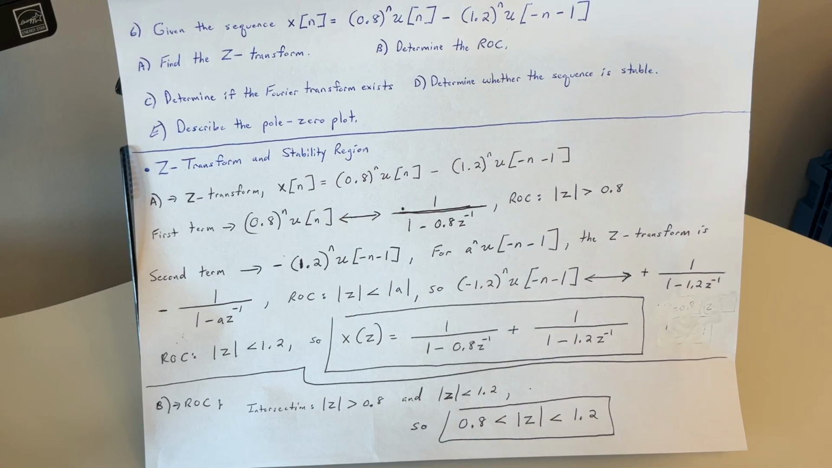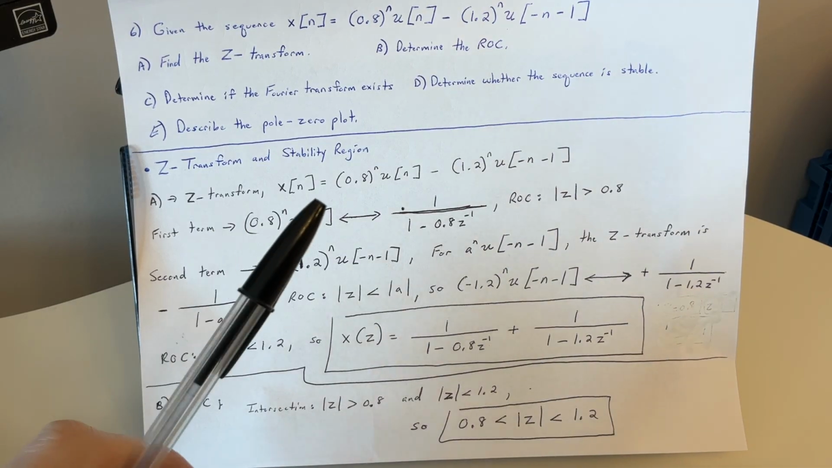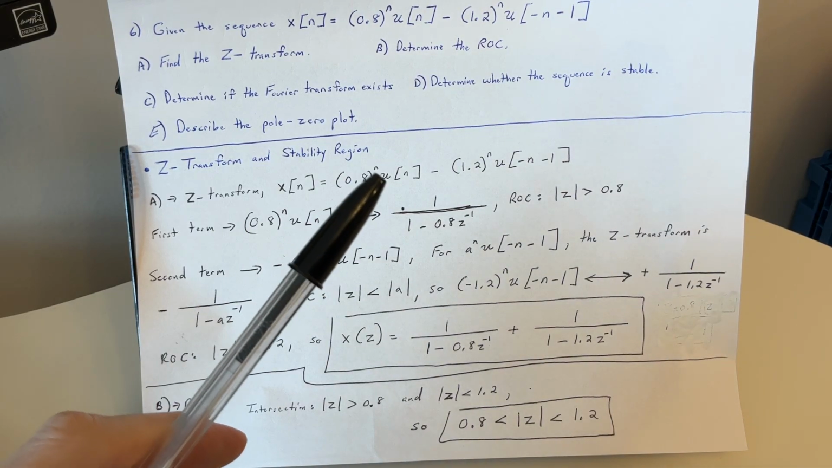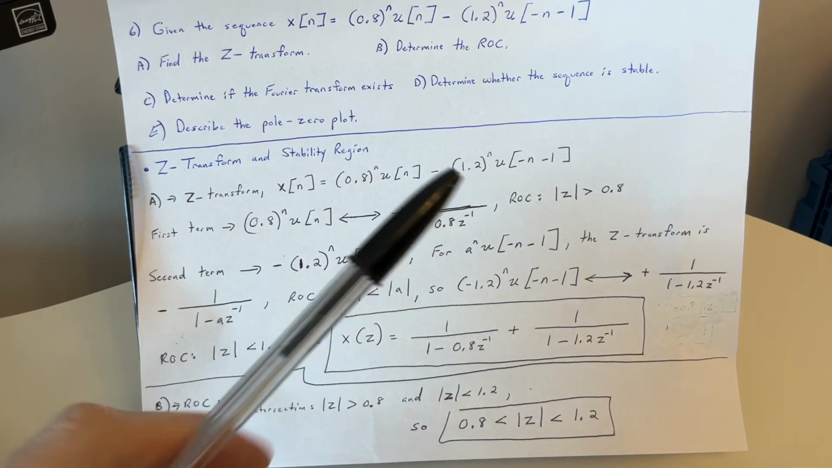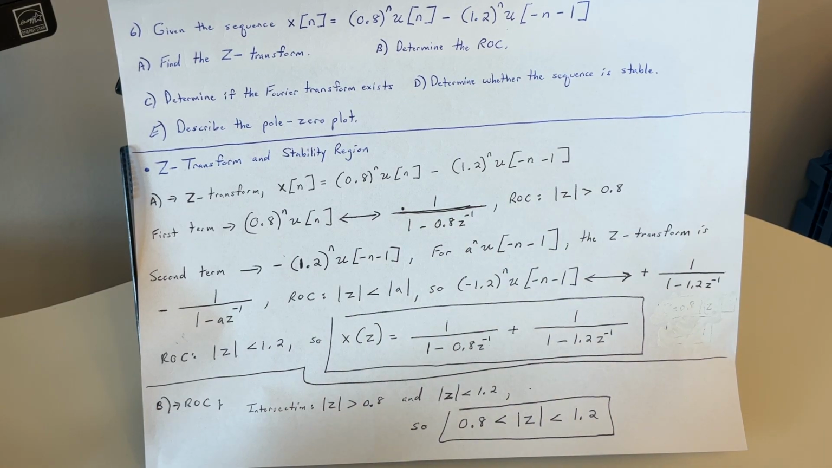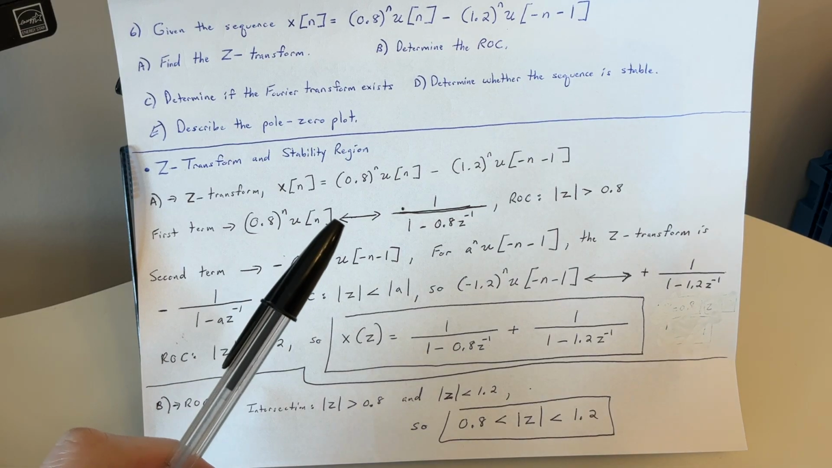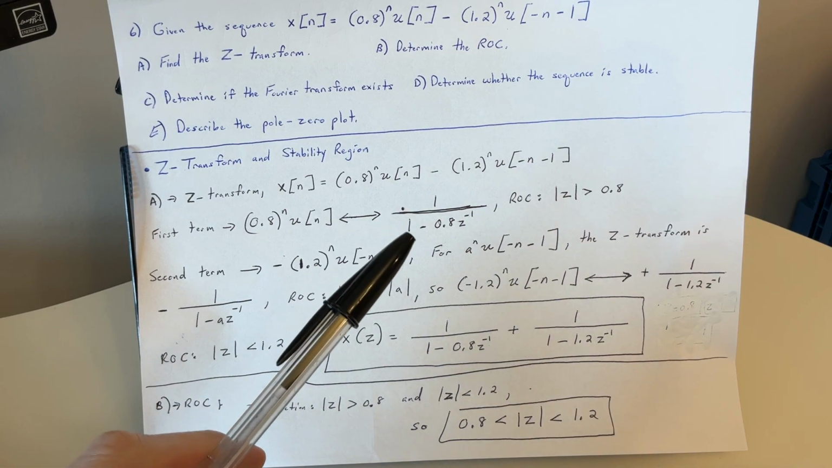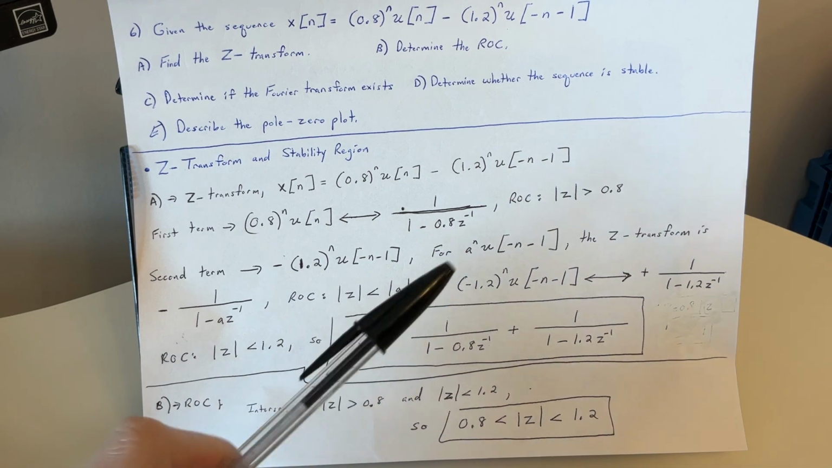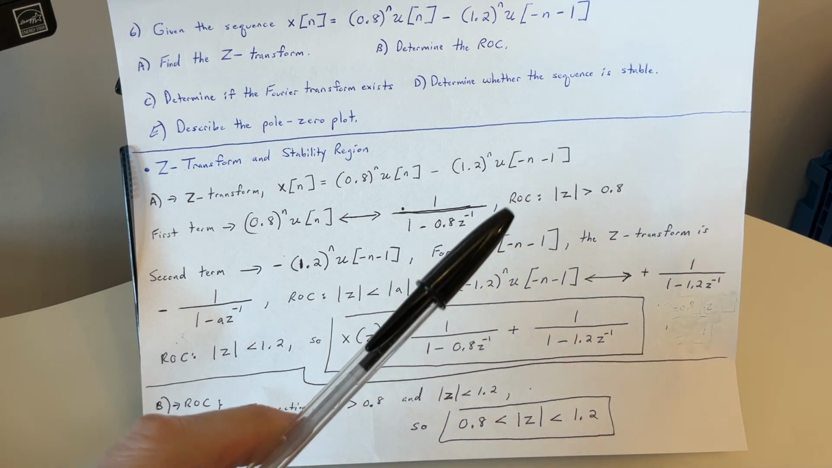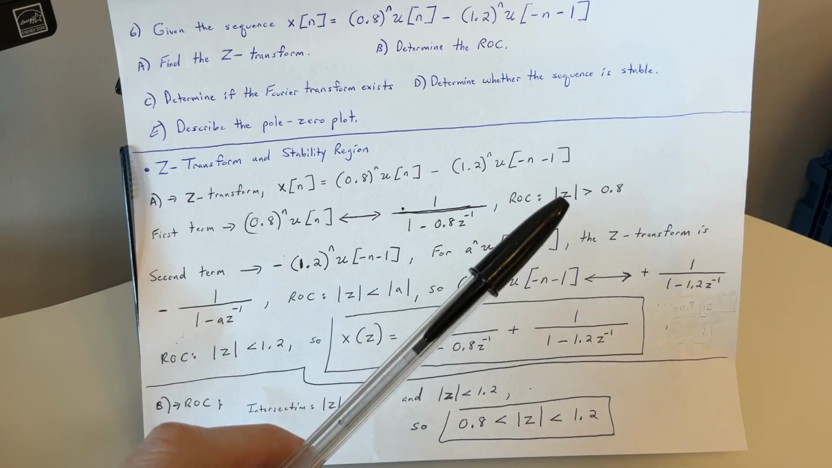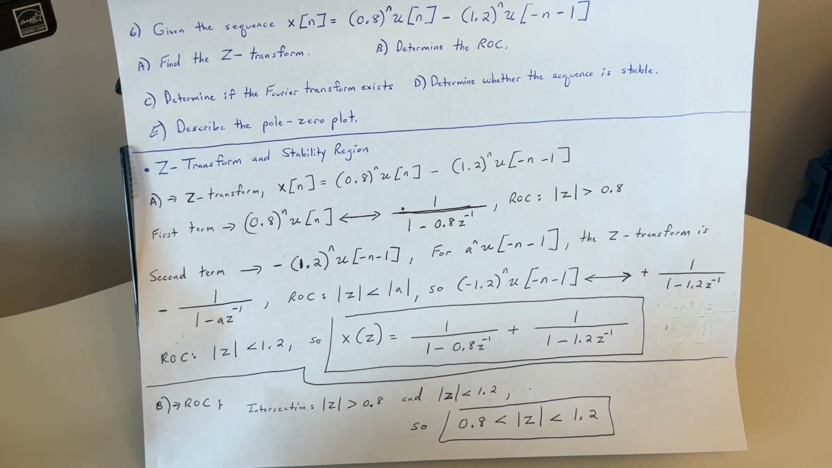For part A, finding the z transform, x of n equals 0.8 to the n u of n minus 1.2 to the n u of negative n minus 1. Our first term, 0.8 to the n u of n, transforms to 1 over 1 minus 0.8 z to the negative 1. So our ROC here is absolute value of z greater than 0.8.